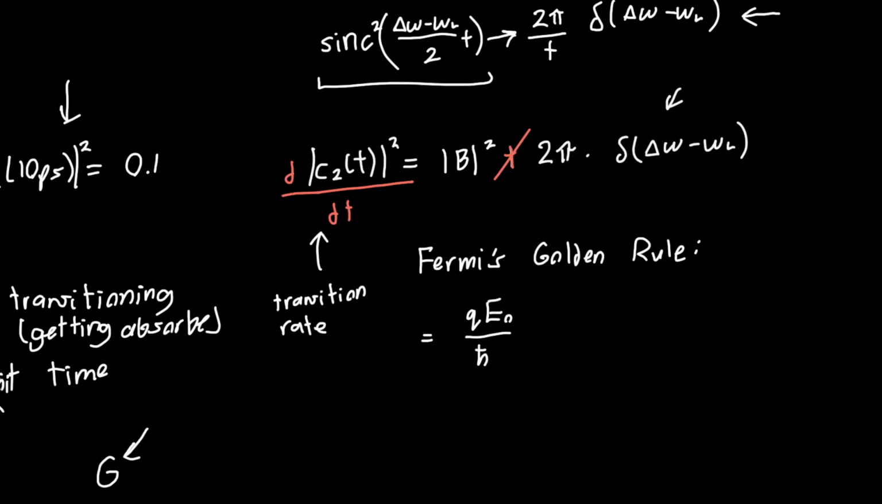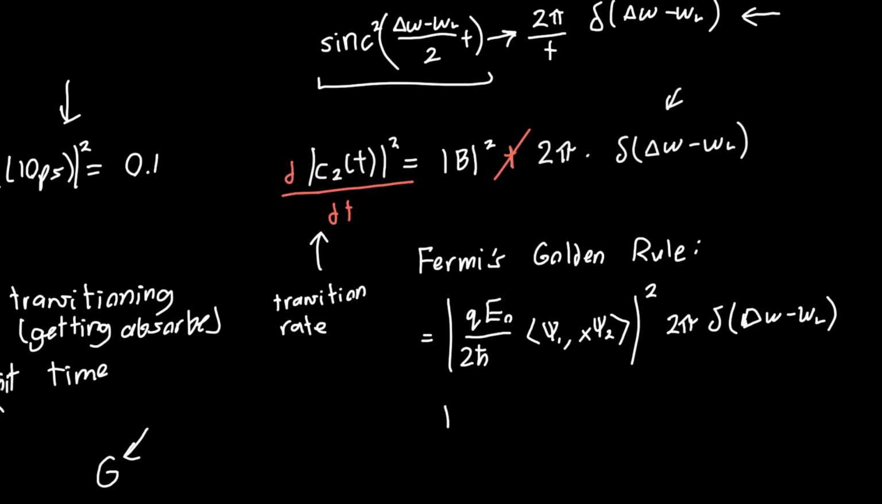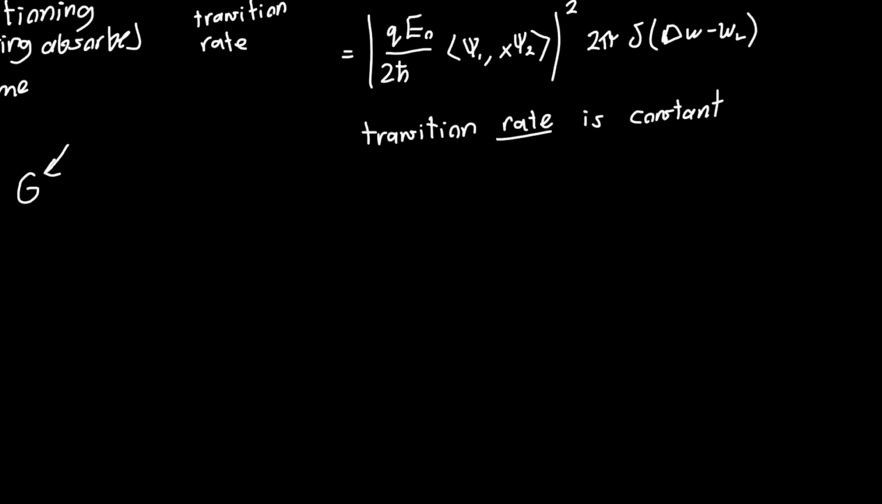QE naught over 2h bar times our matrix element psi1 x psi 2, all this magnitude squared times 2 pi, this delta function, delta omega minus omega L. And this is really interesting because this says the transition rate, so not the C2 coefficient, but the number of electrons that are making a transition per unit time is constant. And that's really interesting because that sort of tells us what we already knew.